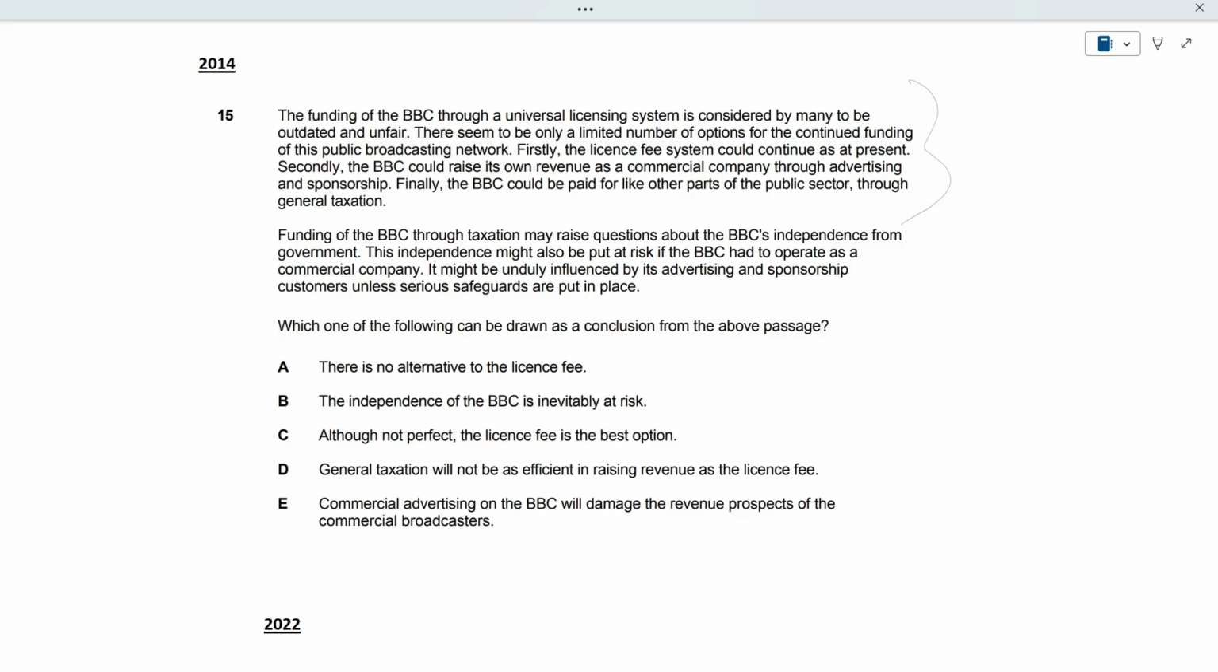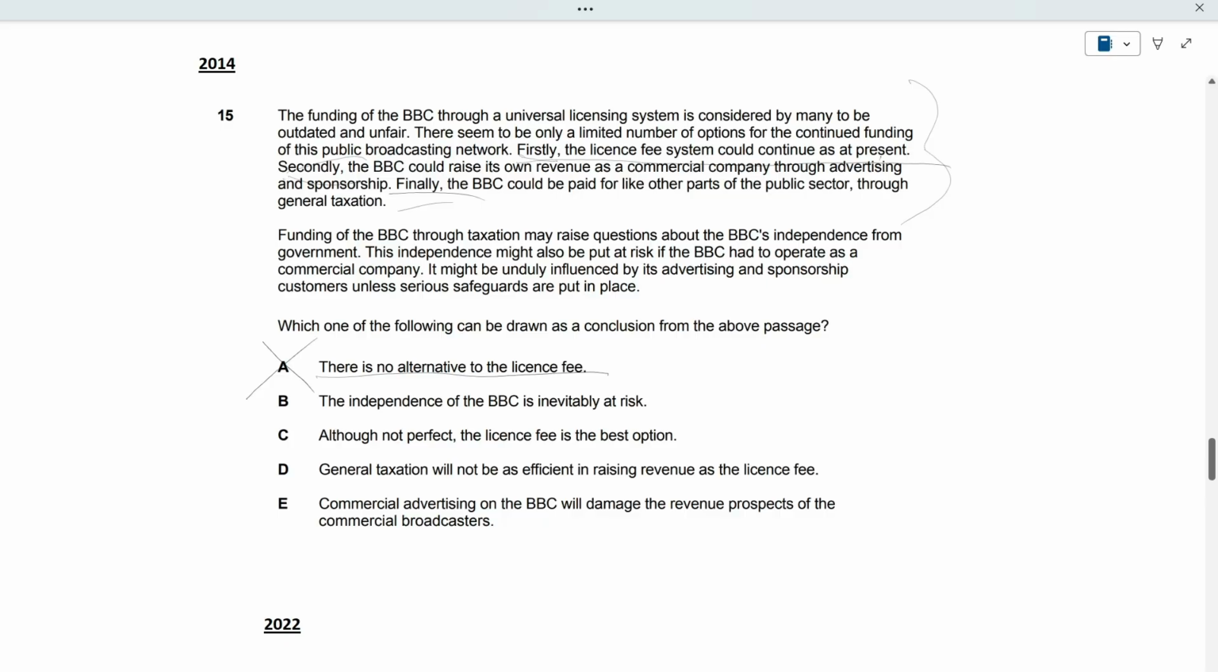So, therefore, there is no alternative to the license fee. These are the sort of ones you need to rule out straight away because it is affirmatively saying there is no alternative. That's it, argument done. That does not match the tone of the argument at all because here it's actually going through all the options. Firstly, we could do this. Secondly, we could do this. Finally, we could do this. It suggests that there's many different options, including the license fee system continuing. It is not saying there's absolutely no alternative to the license fee. It is saying the license fee could continue, or we could do this, or we could do this. There's all these different things we could do. It doesn't match the tone of the paragraph at all. It's too affirmative. We can rule that out.